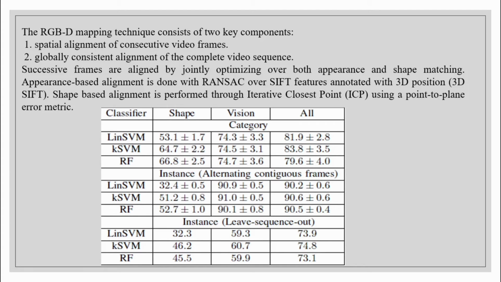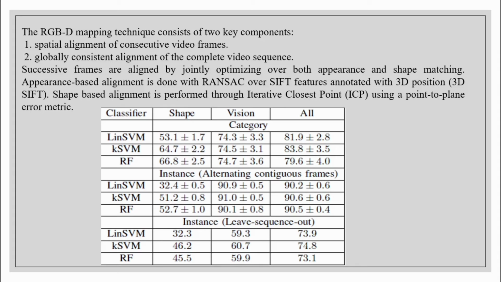The RGB-D mapping technique consists of two key components. First is spatial alignment of consecutive video frames. Second is globally consistent alignment of the complete video sequence. Successive frames are aligned by jointly optimizing over both appearance and shape matching. Appearance-based alignment is done with RANSAC over SIFT features annotated with 3D position. Shape-based alignment is performed through iterative closest point using a point-to-plane error metric. The initial alignment from 3D SIFT matching is used to initialize ICP-based alignment.